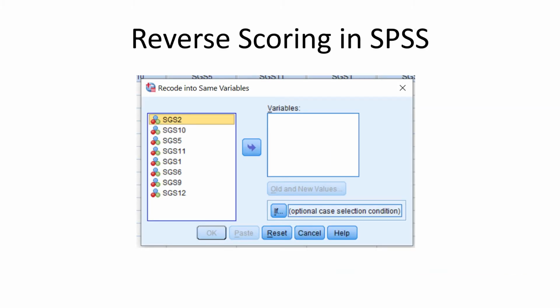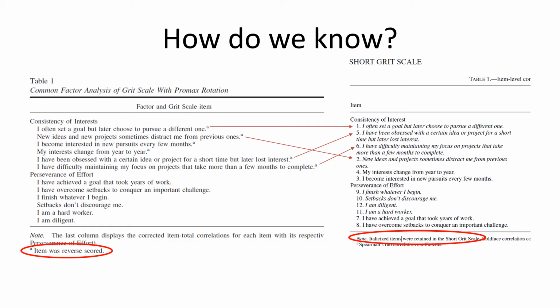When we select Recode into the same variables, it'll take us to a dialog box that looks like this. Remember, SPSS calls each of the columns in the data set a variable, but right now we only have the responses for the questions in the data set. Those are listed in the box on the left, and we use the arrow button at the center to move the ones we need to reverse score to the box on the right. Now we need to know which questions to reverse score.